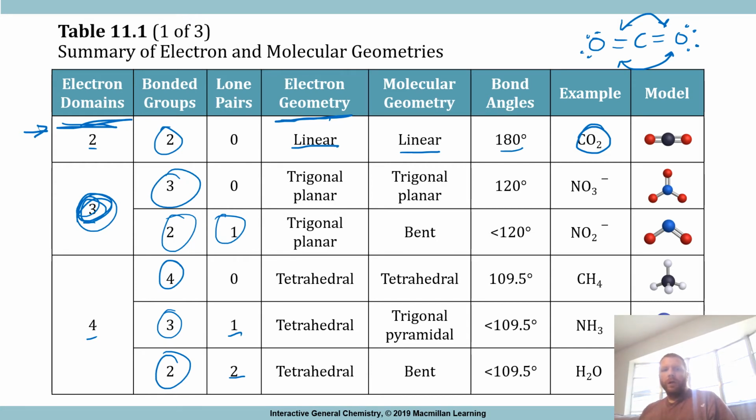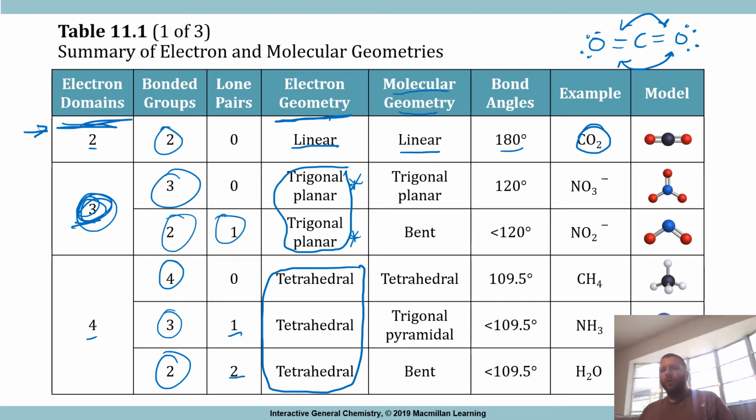Now, your electron domain number is going to tell you about the electron geometry. It's going to tell you explicitly about the electron geometry. If there are 3 domains, your electron geometry is always trigonal planar. If you have 4 domains, it's always tetrahedral. That's your electron geometry, so the positioning of our electron domains.